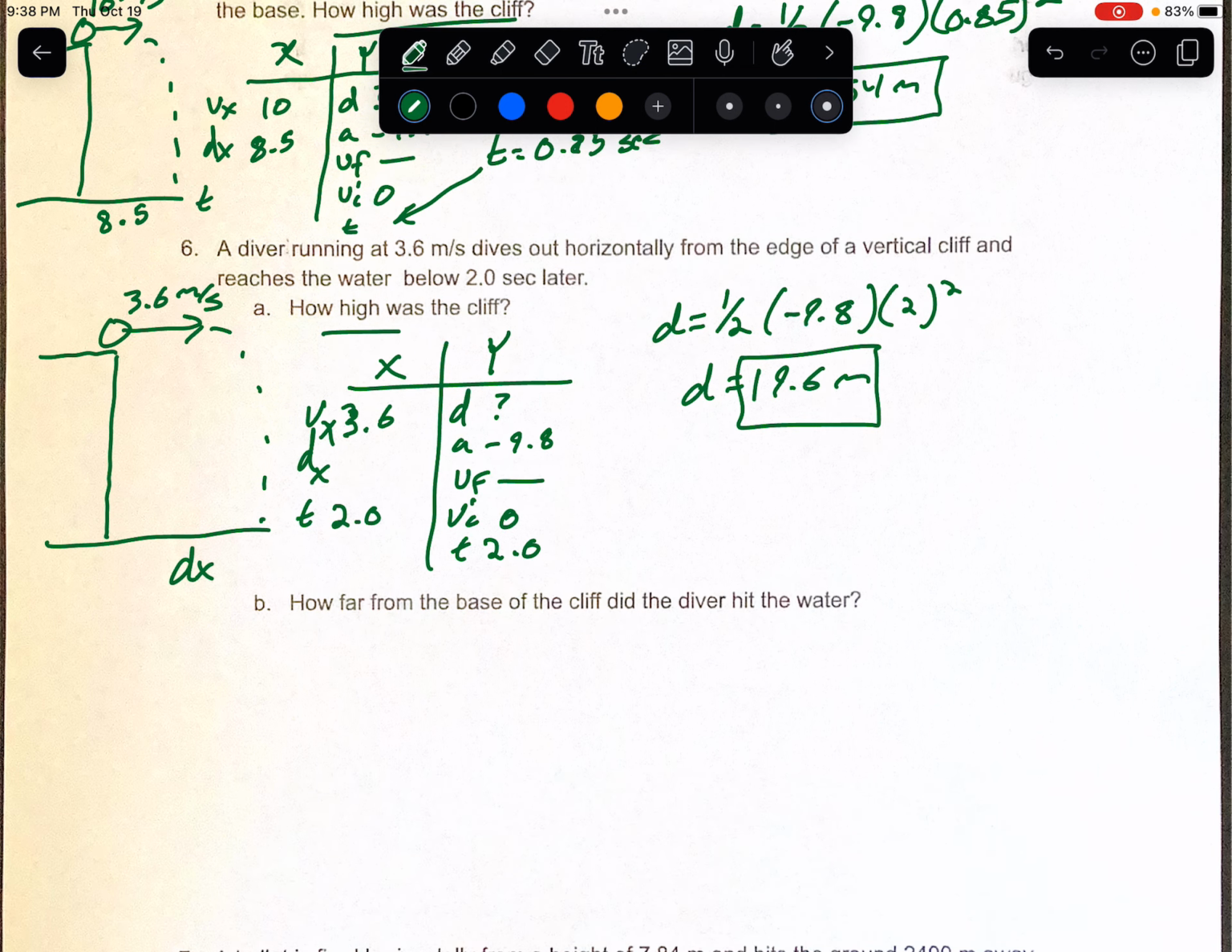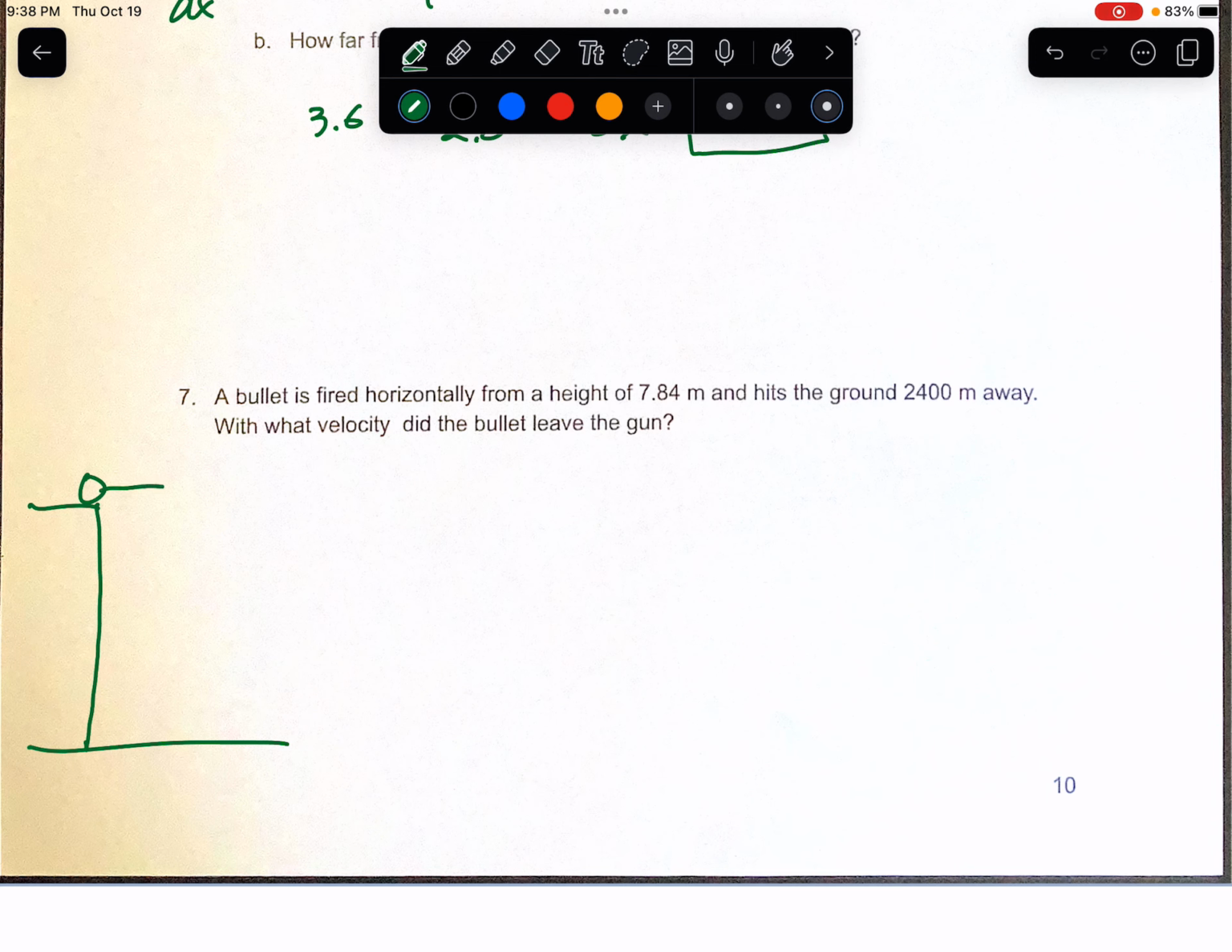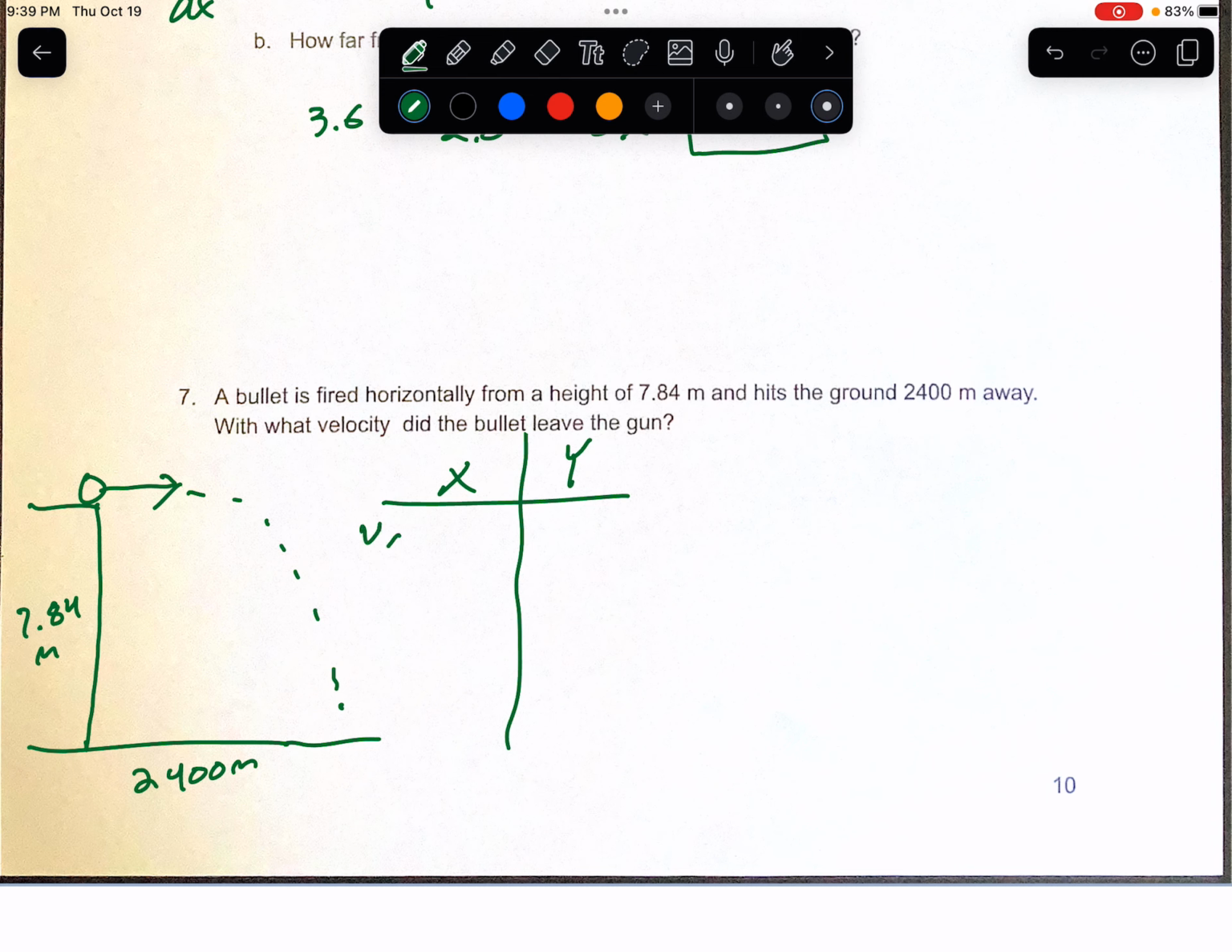Last one. A bullet is fired horizontally from a height of 7.84 meters and hits the ground 2,400 meters away. With what velocity did the bullet leave the gun? So what we're going to do is draw our bullet. It's fired from a height of 7.84 meters, so that is our vertical distance, and it lands 2,400 meters away. So we're going to set up our T-chart. So Vx, dx, and t, and then Daffy T vertically.